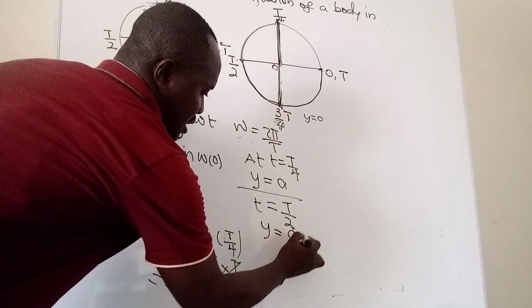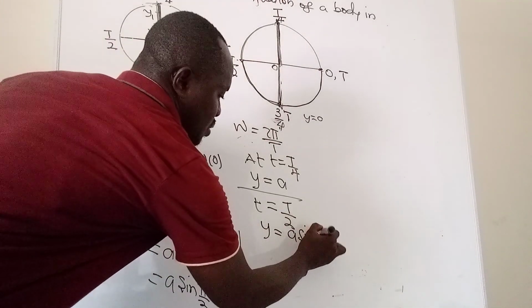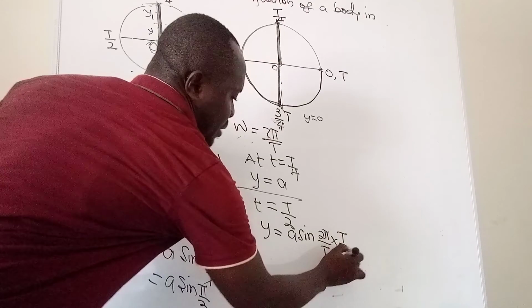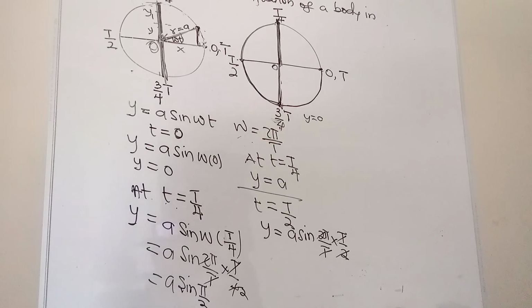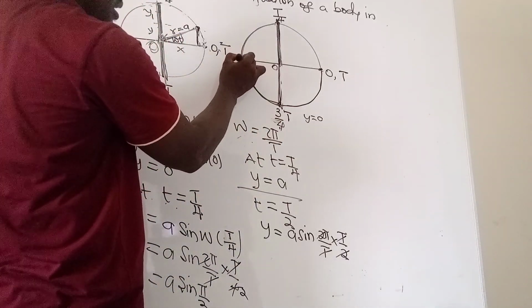Y is equal to a sine omega t. Omega is 2 pi on T times T on 2. So we have sine of pi, which is 180. Alright. We got 2 pi is 360. Sine of 180 is 0. So it means the displacement over here too is 0.